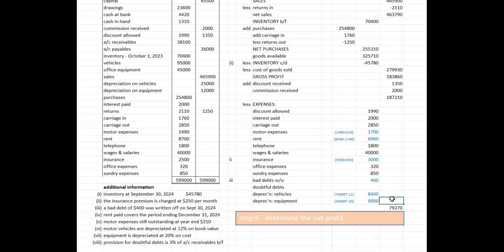It says the provision for doubtful debt is 3% of the opening account receivable. So I look for the opening account receivable, which is written as 38,100, and I will find 3% of that, right? And how much is 3% of this 38,100? 1,143. Okay, that's correct. All right, good.